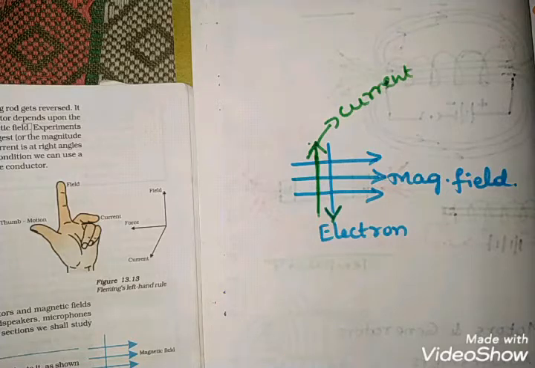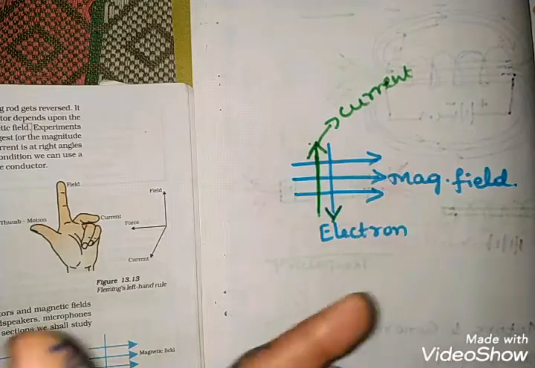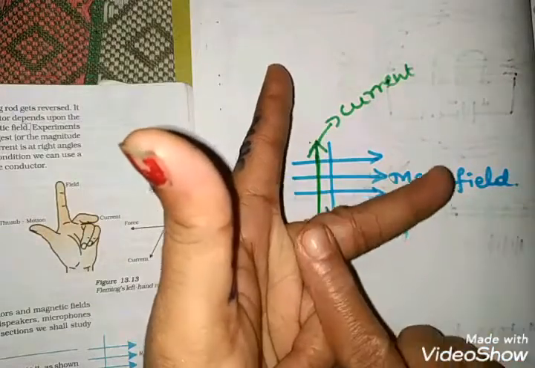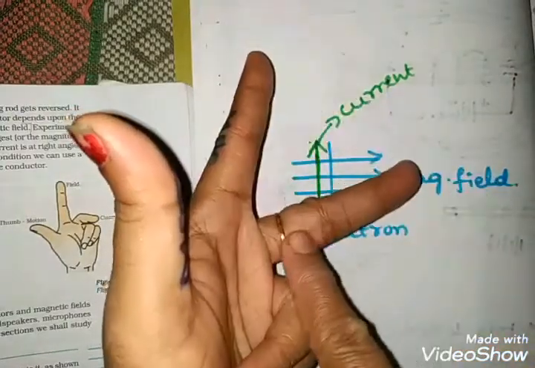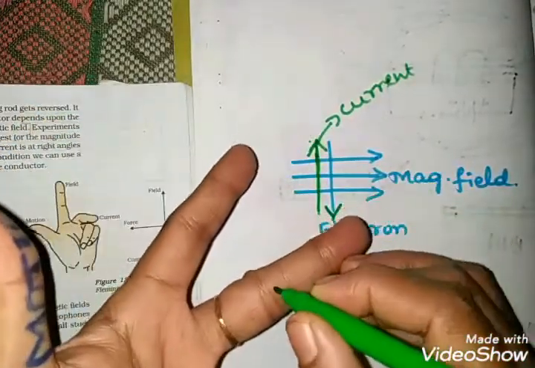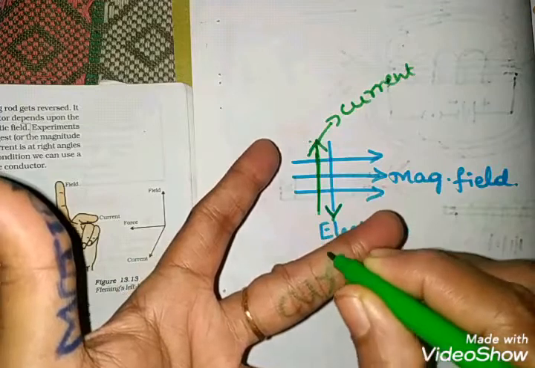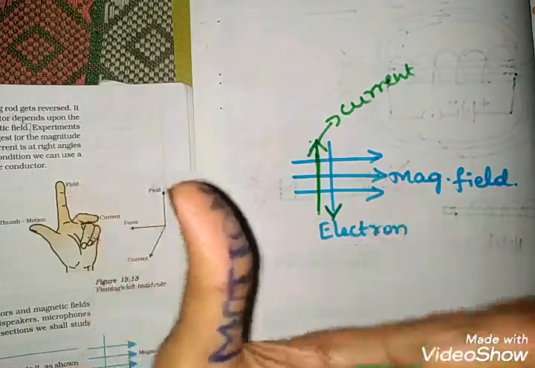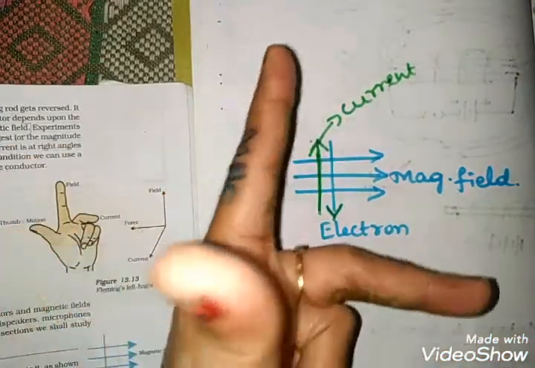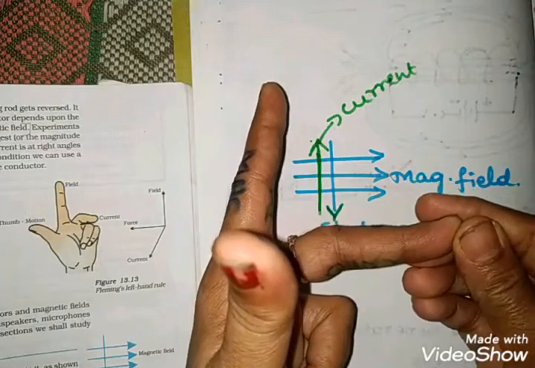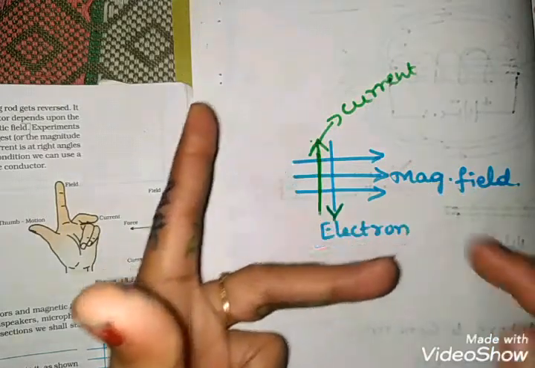So let us take the help of Fleming's left hand rule to know the direction of the electron. Now stretch your left hand, this is the rule, isn't it? Magnetic field, current, and this is the current, isn't it, children? This is the current. This is the magnetic field. This is the motion of the conductor. Now we are stretching like this for application of Fleming's left hand rule.